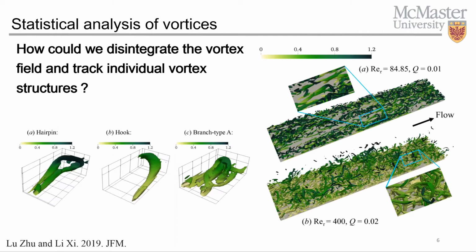However, like what I'm plotting here, the vortex field usually contains thousands of vortices, and it's impossible to directly use it for statistical analysis. Now the question becomes, how could we distinguish the vortex field and track individual vortex structures automatically? Although it is intuitive for our eyes to detect each vortex, it's actually very hard for computer code to do the same thing due to the complexity of the vortex shape and connectivity.